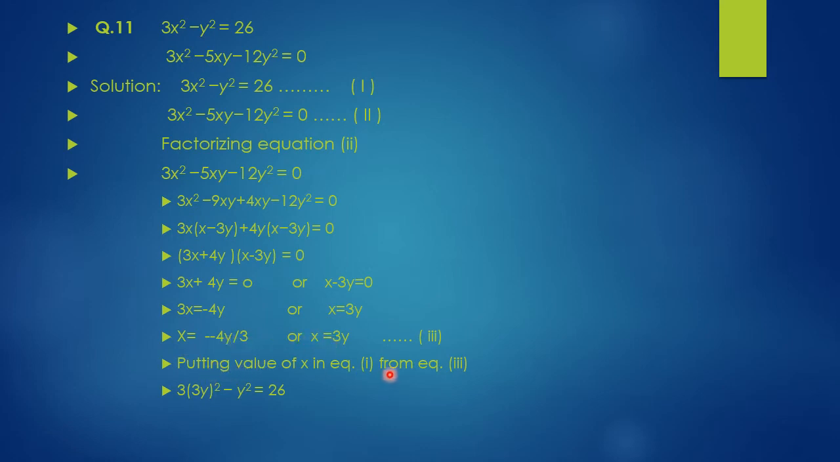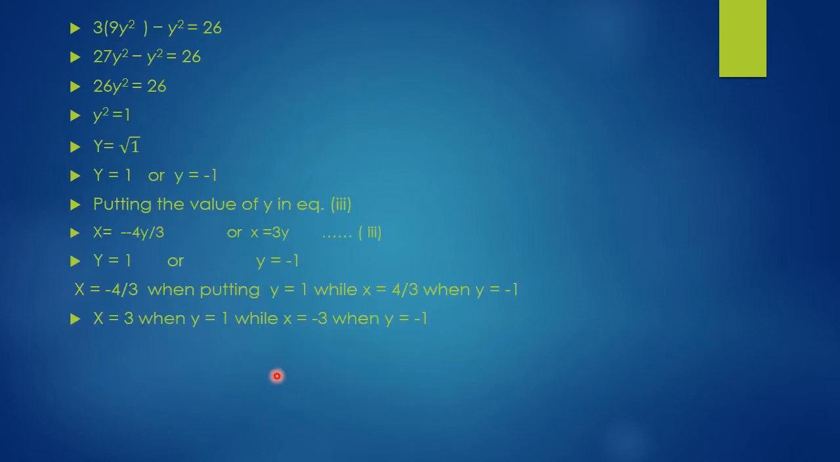Putting the value of x in equation number 1 from equation number 3. 3 into 3y whole square minus y square is equal to 26. So 3 into 9y square minus y square is equal to 26. 3 9s are 27y square minus y square is equal to 26. 26y square is equal to 26. y square is equal to 1. By taking square root on both sides, y is equal to 1 or y is equal to minus 1.